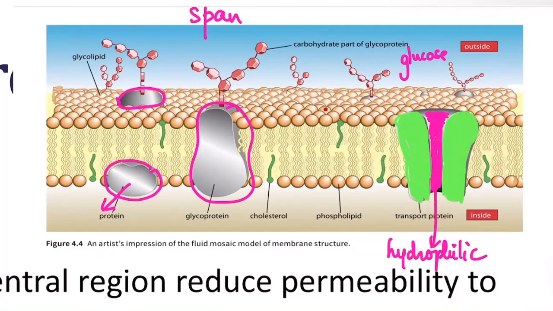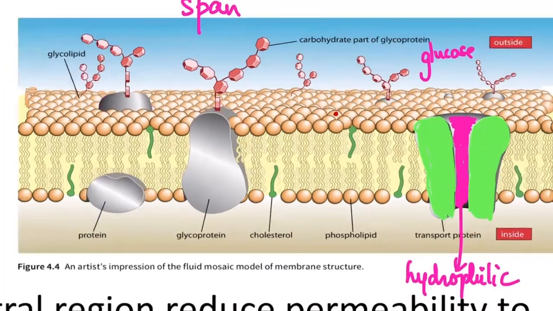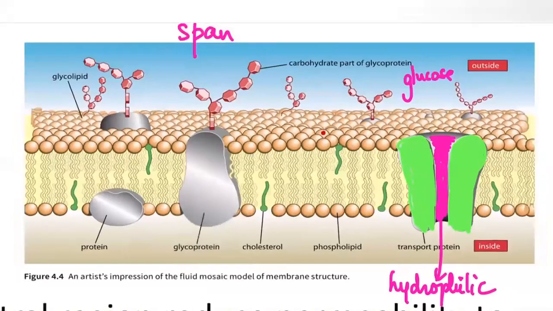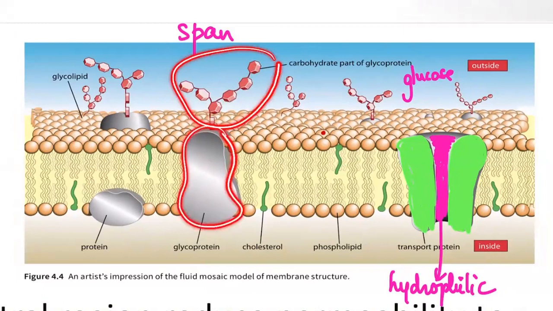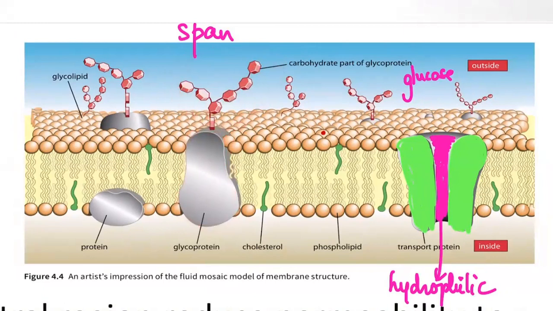Okay? Now, let's take another protein into consideration. If you look at this protein very carefully, you will notice that it's a protein that spans the phospholipid bilayer, but it has a polysaccharide attached to it. It is a polysaccharide because it is glucose, glucose, glucose, glucose, it's a polysaccharide. So this is the glyco part, the glycoprotein.